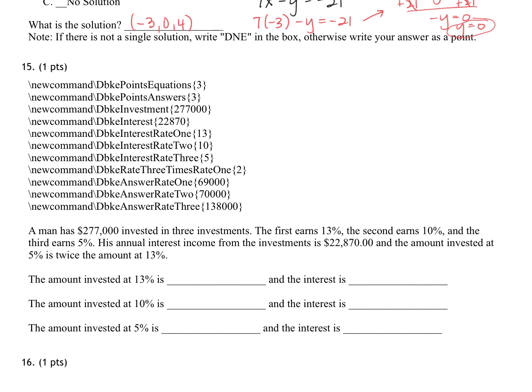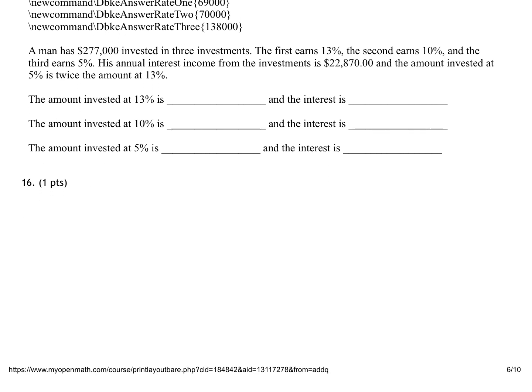Okay, 15. I have no idea what all this is. I'm going to ignore that part. So you have a man who has $277,000 invested in 3 investments. The first earns 13%, the second earns 10%, and the third earns 5%. His annual interest income from the investments is $22,870, and the amount invested at 5% is twice the amount at 13%.